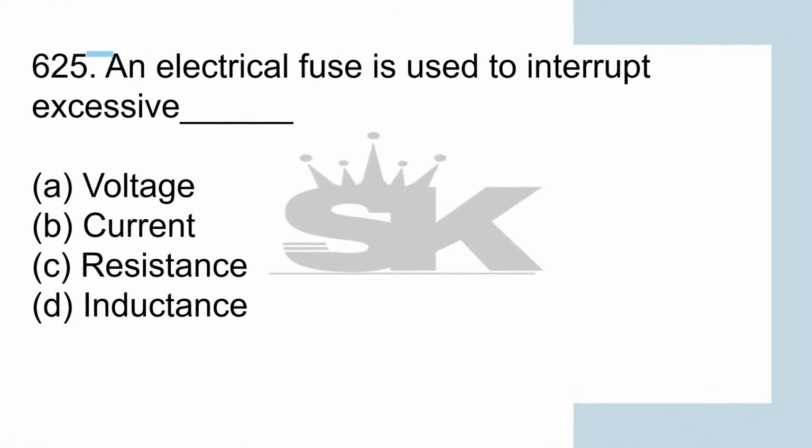An electric fuse is used to interrupt excessive current. A fuse is an electrical safety device that operates to provide overcurrent protection of the electrical circuit. Its essential component is a metal wire or strip that melts when too much current flows through it, thereby interrupting the current flow.